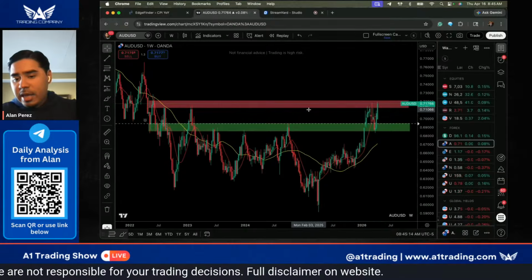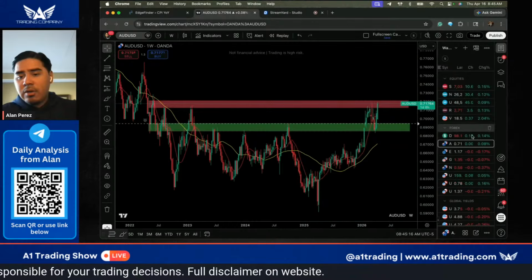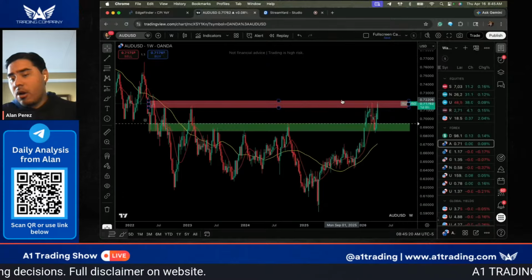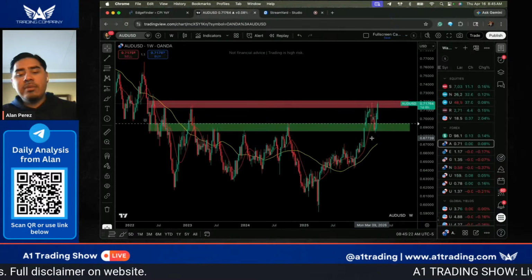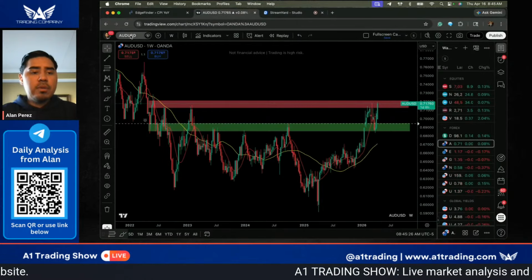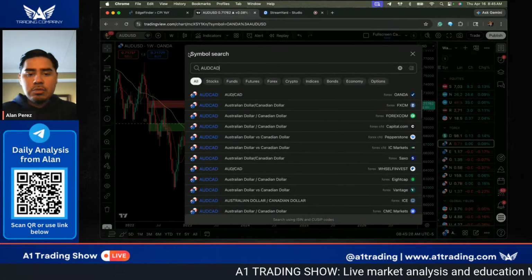That doesn't just go for the Aussie dollar, that goes for Aussie CAD. I heard Nick was mentioning this as well, but the Canadian economy, not the best, right? The Canadian dollar has been very much sold by institutions. So Aussie CAD would be one of those plays that I'm looking to participate in as well.